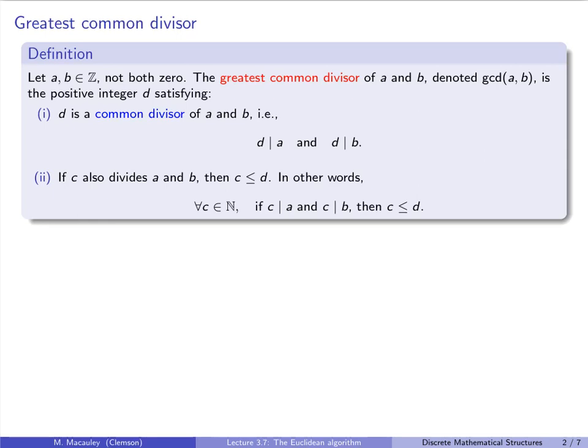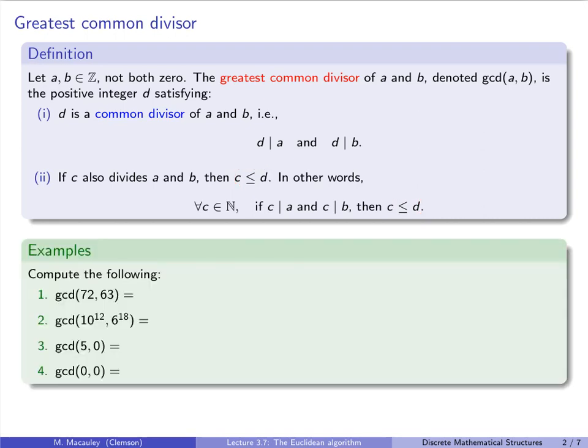Now I should mention that in a few other sources, it's common to replace this condition, c is less than or equal to d, with a weaker condition, something that seems weaker, that c divides d. And same down here. But these conditions are actually equivalent. Let's do a few simple examples.